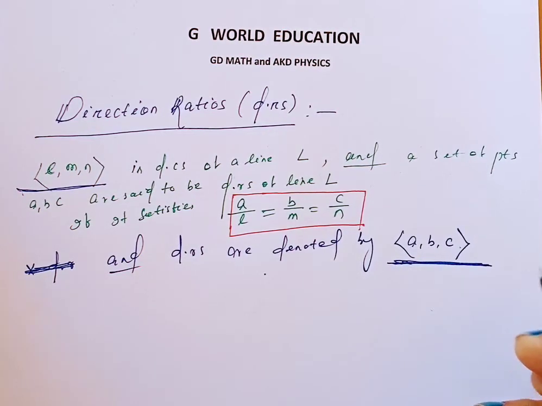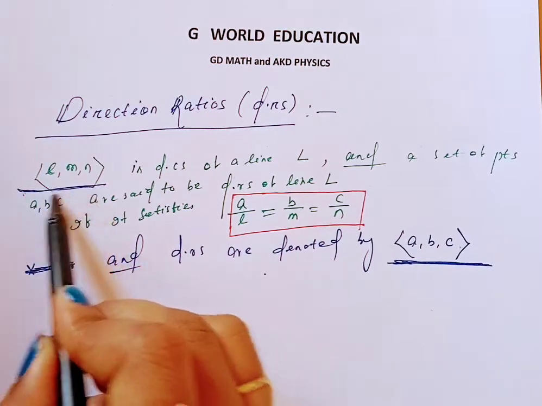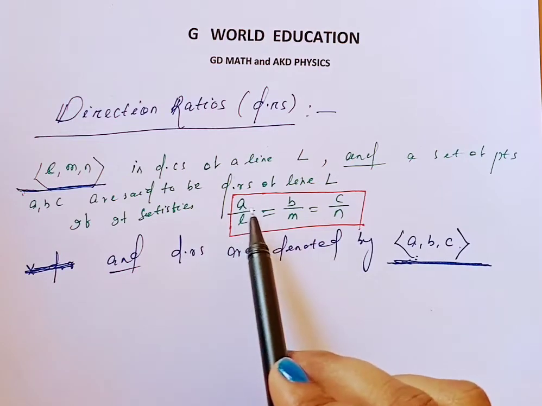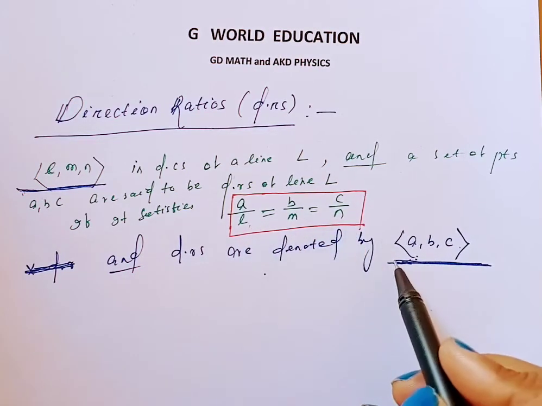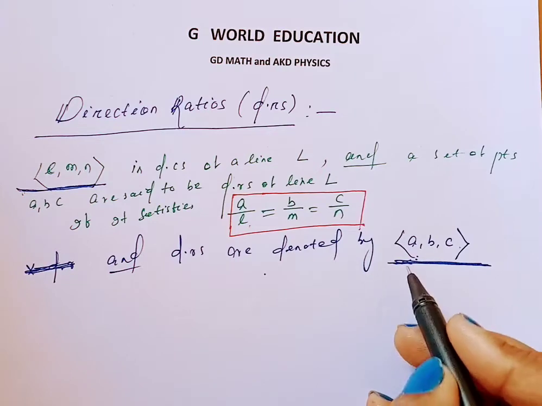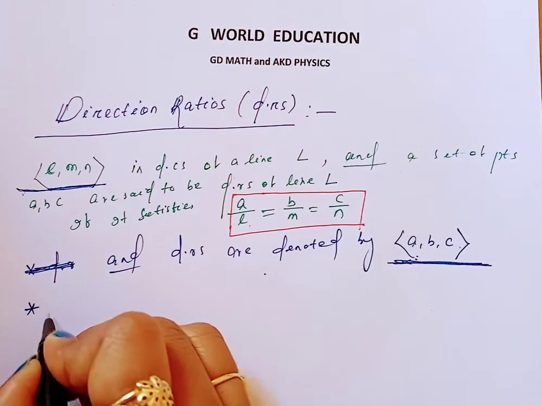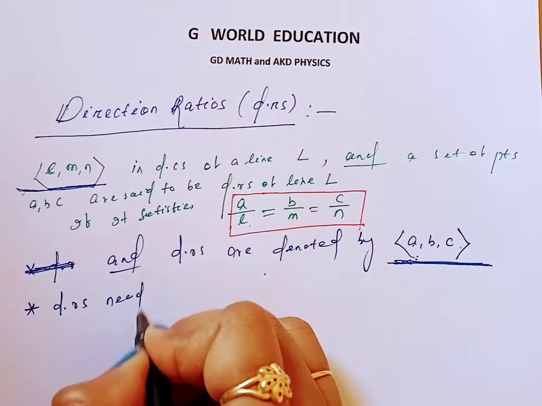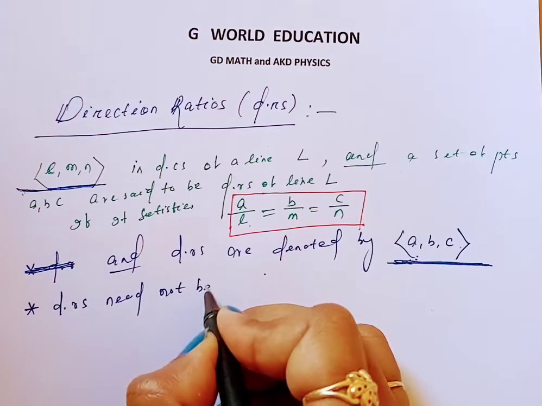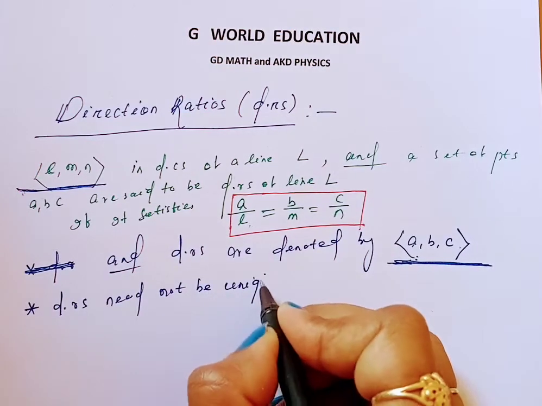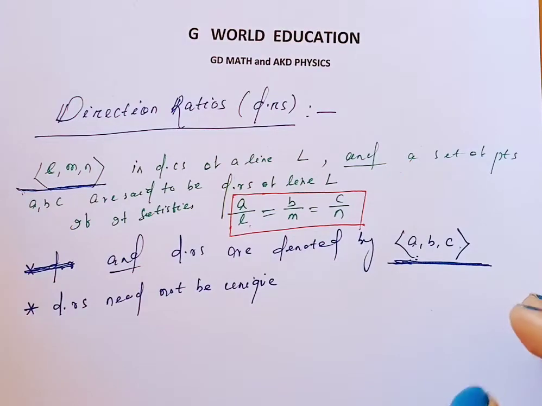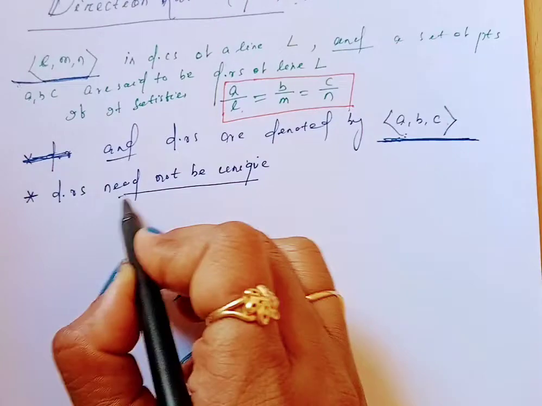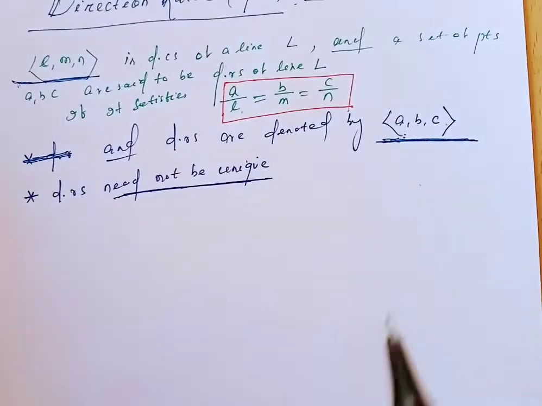You know that direction cosines are always unique, but since direction ratios are proportional to the direction cosines, there may be a number of proportions. So we can say that direction ratios need not be unique. Direction cosines are always unique, but direction ratios need not be unique. There may be an infinite number of direction ratios.